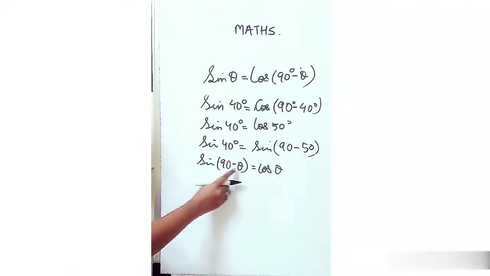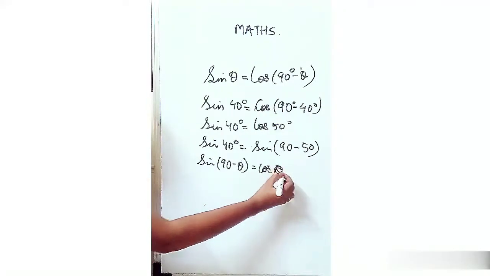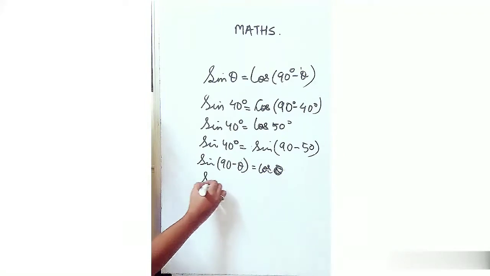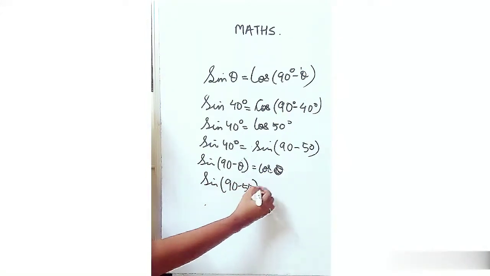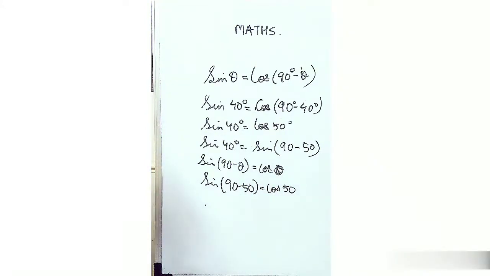Now see, sin(90 minus theta) is equal to cos theta. Now what is this cos theta? Theta is 50, and cos we have to write it. So I can conclude that sin(90 minus 50) is equal to cos 50. So this way you have to change your sin to cos or cos to sin, like that you have to proceed with different ratios, student.